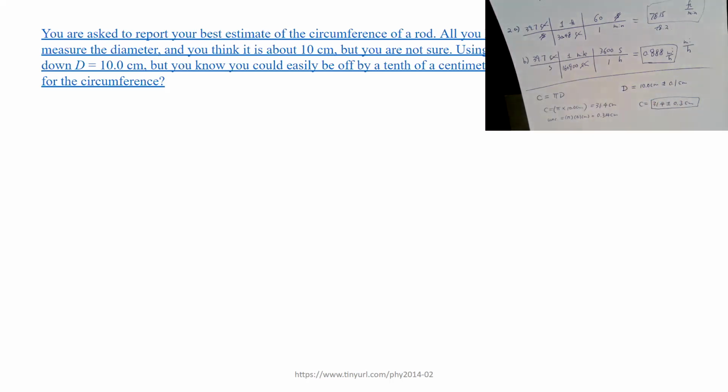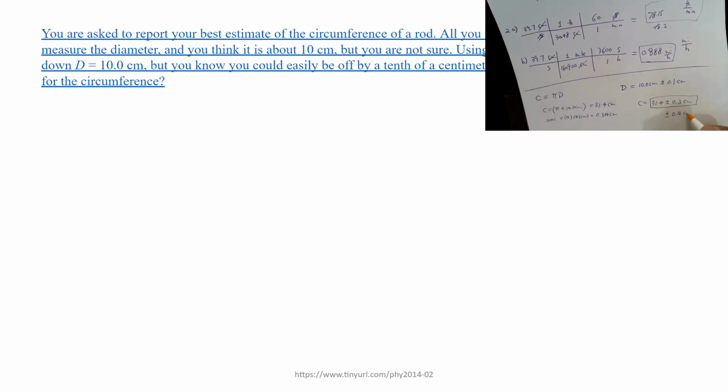Now, some people say when you are reporting uncertainty, you always want to round up. So you may hear somebody say that because there are other digits after 0.3, you want to report plus minus 0.4 centimeter. This is also fine. You can do it this way, you can do it that way, either way depends on what the requirements are.